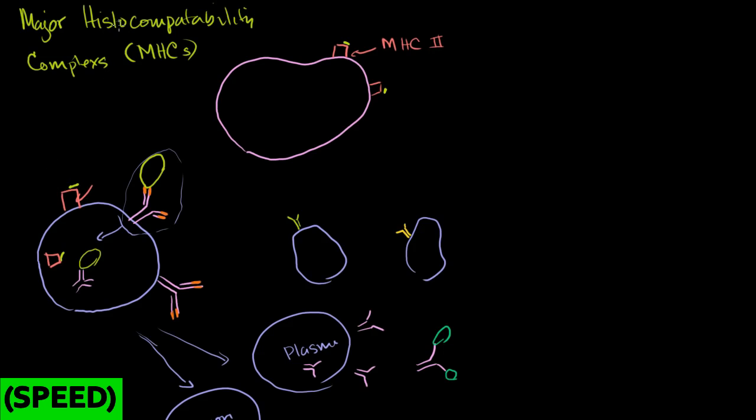And just so you know, histo means tissue. So this is related to whether something is compatible with the tissue in your body. And we'll talk more about that and how it relates to transplants and all of that. So this is also an MHC class 2.